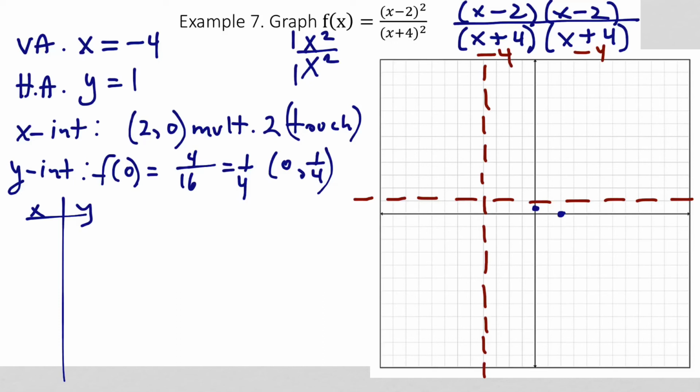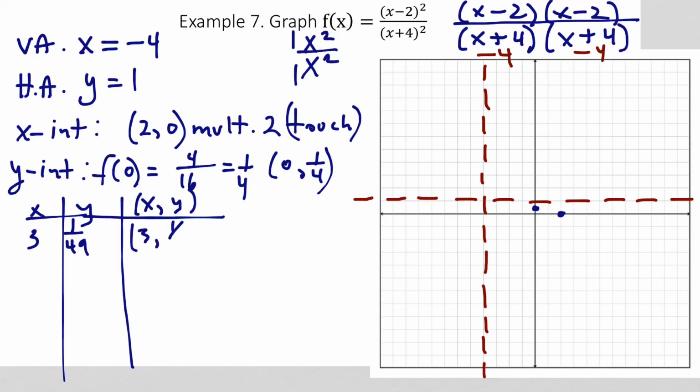All right, so let's test a point over here. So this is 2. Let's see what's going on at 3. So when x is 3, I've got 3 minus 2, that's 1. 1 squared is 1. 3 plus 4 is 7. 7 squared is 49. So that's a very small number, but it's positive. So that's the point 3 comma 1/49th, which is some small positive number. So let's put a dot there.